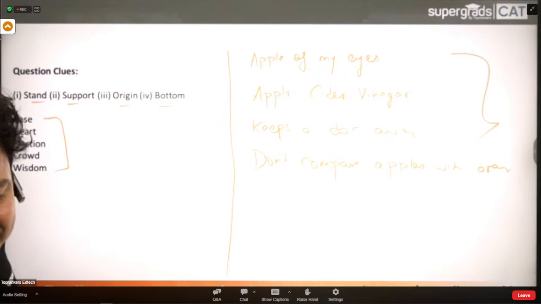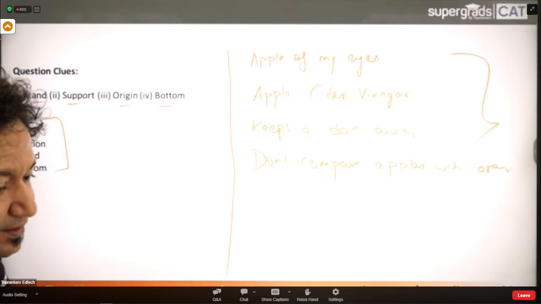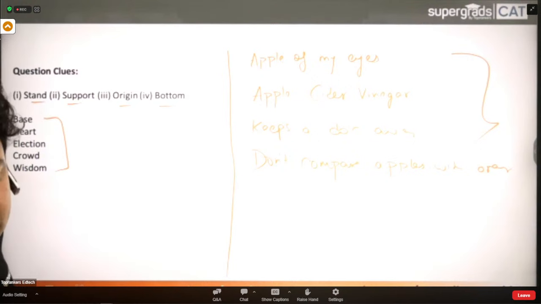Is this interesting? Hey Amit, I'm good. How are you? This is definitely interesting. So tell me in the comments, Satyam, you think heart is the correct answer? Why do you think heart is correct? And others who think something else is correct, tell me their logic as well.